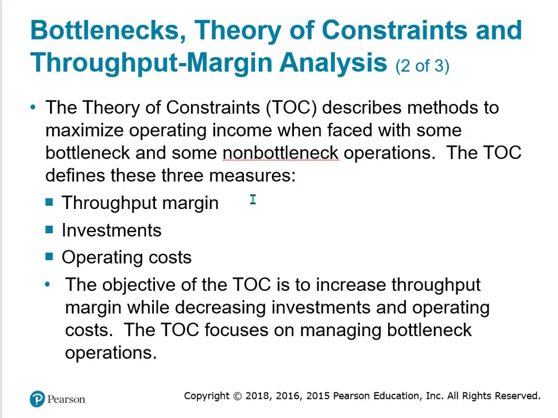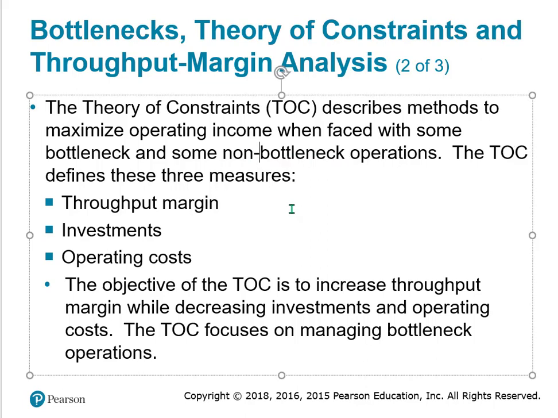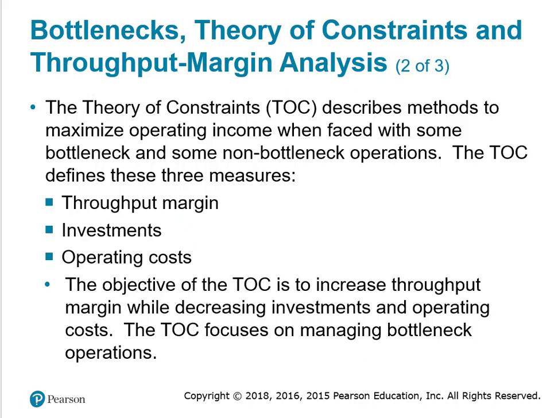So the theory of constraints describes methods to maximize operating income when faced with some bottleneck and some non-bottleneck operations. The theory of constraints defines these 3 measures. First of all, throughput margin, then investments, and operating costs. And the objective of the theory of constraints is to increase throughput margin while decreasing investments and operating costs. And the theory of constraints focuses on managing bottleneck operations.